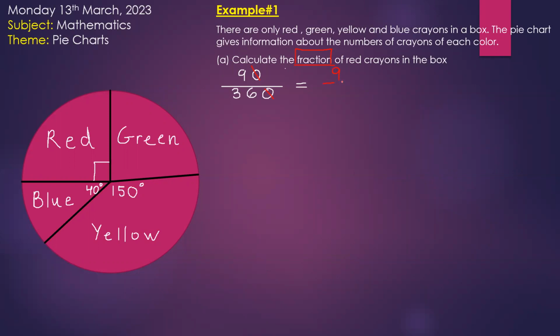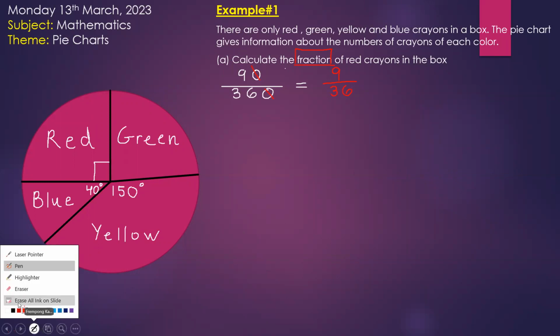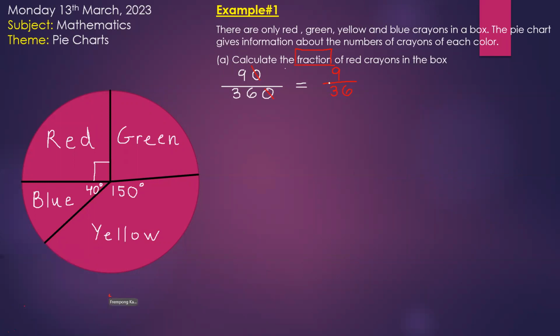But we want to express this in simplest terms. So are we done yet? No, because that could be 1/4. Very good, because we could divide it. So we're going to divide top.